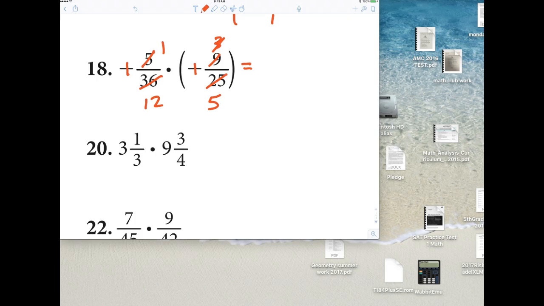3 goes down to 1. Then 12 goes down to 4. Amazing. Good job. Final answer. So the final answer would be 1 over, be careful. 1/20th. Simple as that.